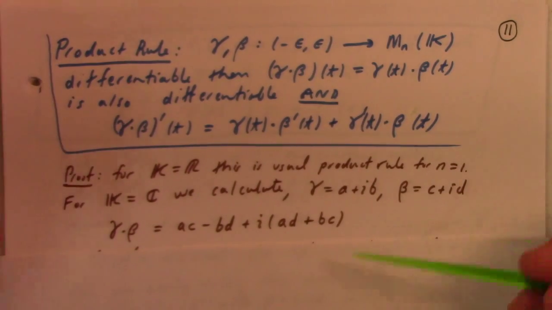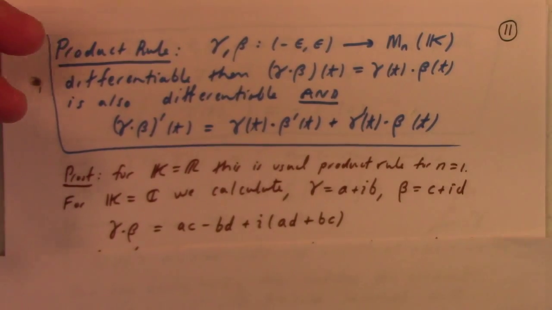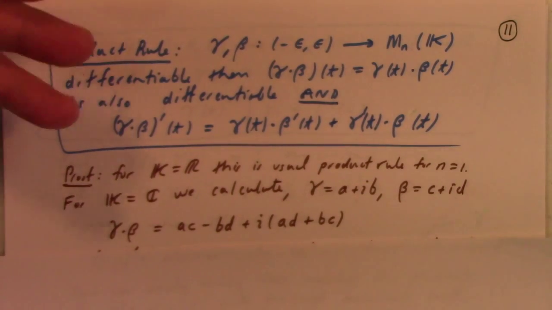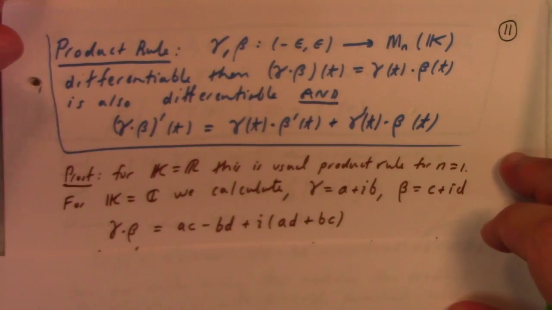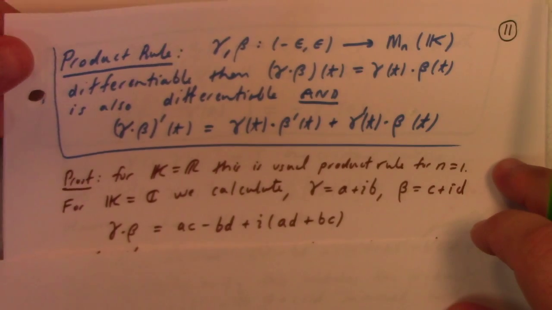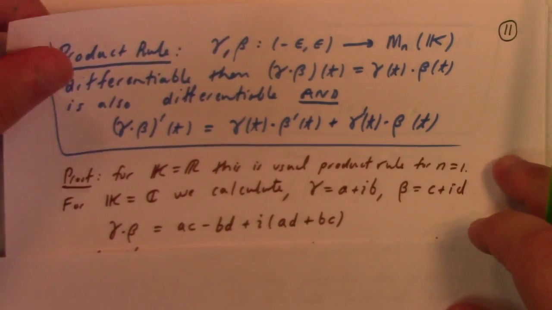So the proof is as follows. He proves the product rule for k equals R, for C, and for H. He argues that the product rule for ordinary multiplication over k is true, and consequently you can prove the matrix case through a calculation which follows immediately. So that's where we're going here.